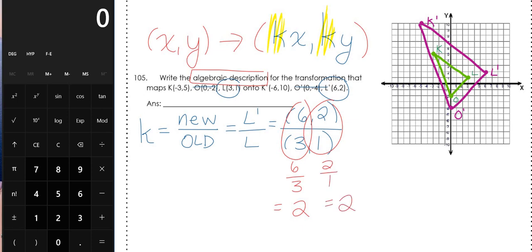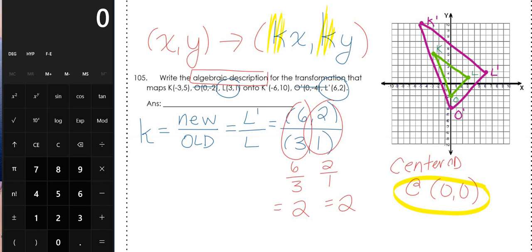That's not a coincidence. If you have a dilation centered at 0, 0, which is very important, if it's centered at 0, 0, you can write your algebraic description by figuring out K from the coordinates, new over old. And they will all get you the same scale factor. If all of them get you a different scale factor and you know it was a dilation, that means it wasn't centered at 0, 0. It may have been centered at some other point. But if it's centered at 0, 0, you can always use the coordinates.